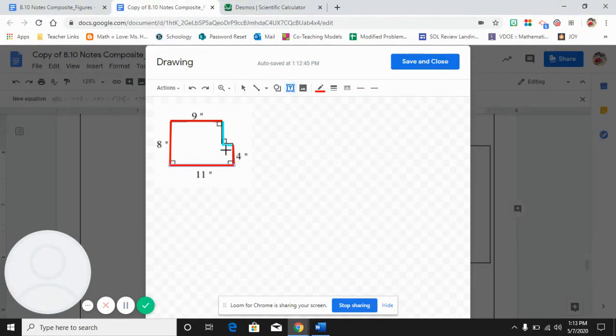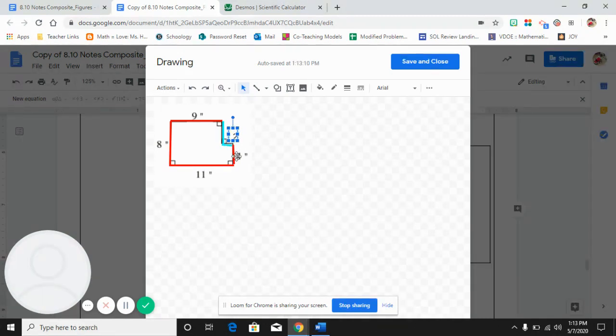You guys actually already figured out that this side right here, this little short side, is 2, because we said that 11 minus 9 gives us a remaining 2. So if this is 9 inches, I need to go 2 more inches to get to a total of 11 inches. So we used 11 and 9 to figure out that that one right there is 2.